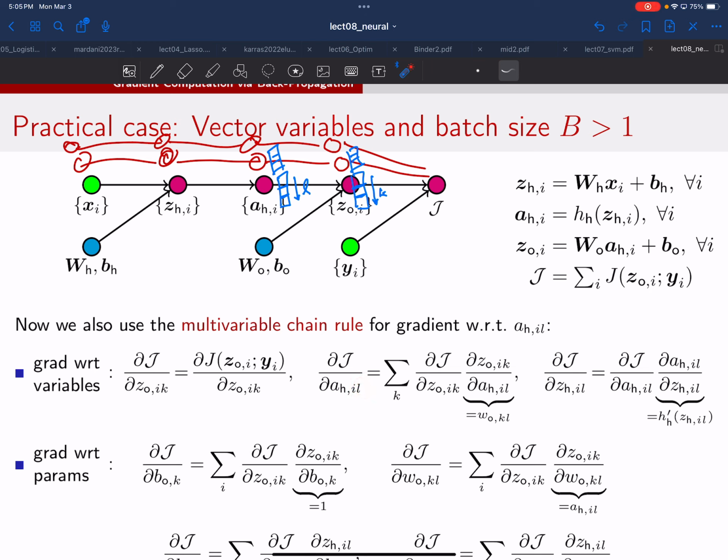And I'm doing dJ, let's say the first one of these, I actually have to go through all the different elements of this other vector. So I'm going to do multivariable chain rule with a sum over k. And so that's why we have multivariable chain rule here.